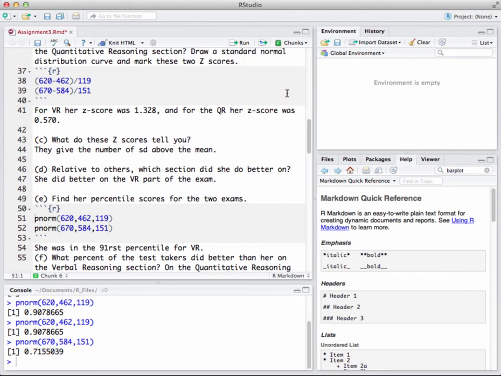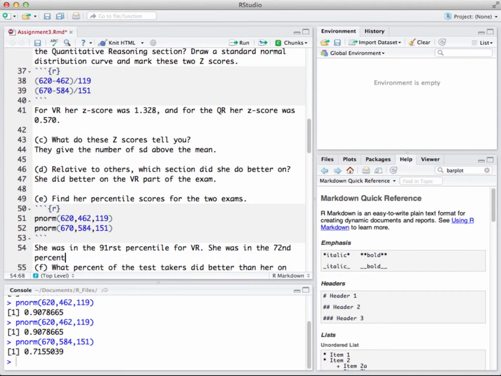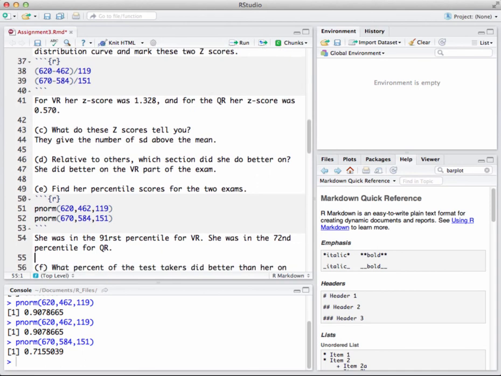And you see she got in the 72nd percentile. Again, that bolsters what we had said in our previous stuff, that she didn't do quite as well in the quantitative reasoning as she did in the verbal reasoning. So we'll give her the 72nd percentile for the quantitative reasoning. Okay, cool. All right. So let's see, what's the next one?